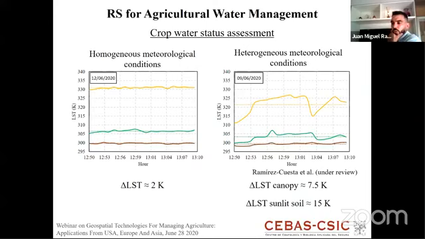When we plot the evolution of the canopy and sunlit and shaded soil temperatures, we found that under homogeneous conditions, this temperature experienced a variation of 2 Kelvin more or less. However, when some intermittent clouds appear in the study site, this range of variation increased considerably, being 7.5 Kelvin for the canopy temperature and reaching values of 15 Kelvin when sunlit soil was considered.